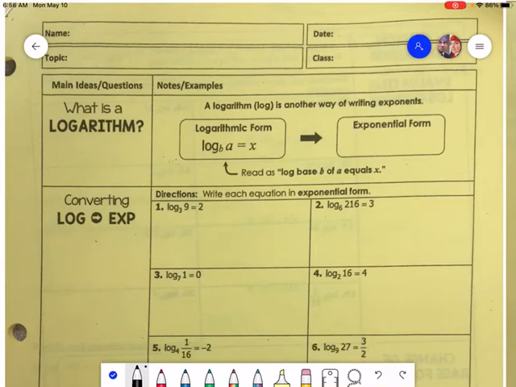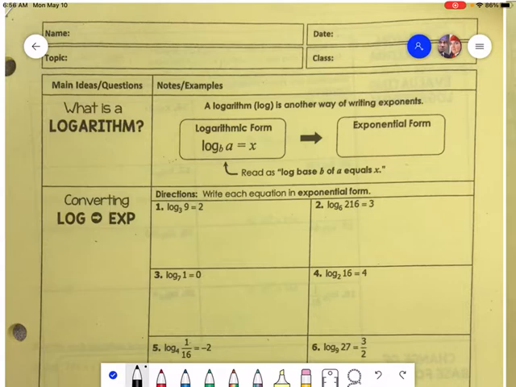All right, guys, today we're going to talk about logs. I'm going to be honest with you guys. Logs are really used in like computer science, and I don't know that many of you guys are going to use them past this, but it is something that is required for you guys to learn. So we're going to learn it, okay?